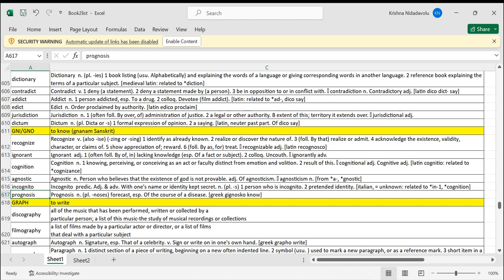Initially, it was strictly a medical term. That means how the disease will soon turn out to be. It used to be in that context. But now, we use it in multiple places. Prognosis about the economy, prognosis about the climate, prognosis about the atmosphere, etc. Relate this word with pragna. It's actually related to that word.